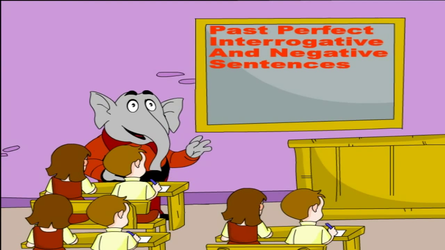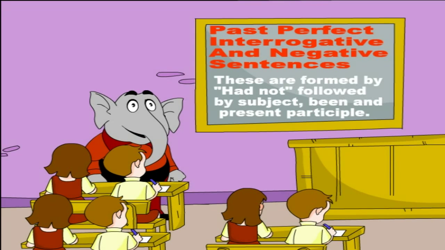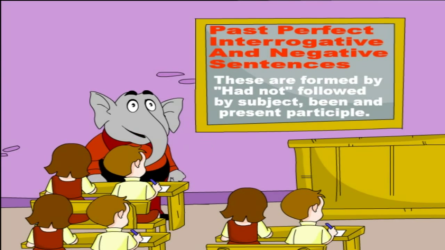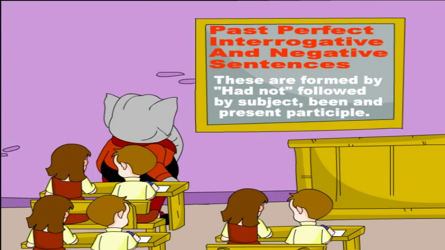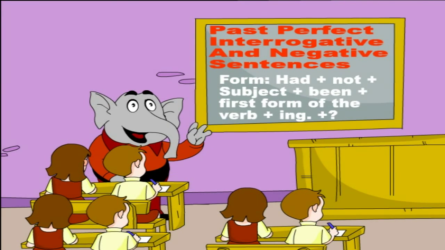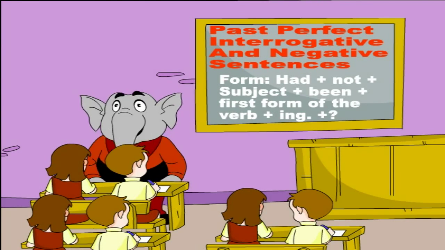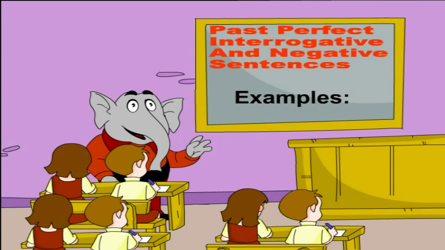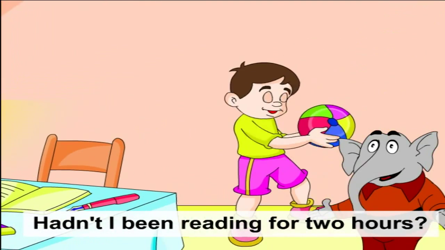4. Past perfect interrogative and negative sentences. These are formed by had not followed by subject, been and present participle. Form: had plus not plus subject plus been plus first form of the verb in ing form. Examples: Hadn't I been reading for 2 hours?